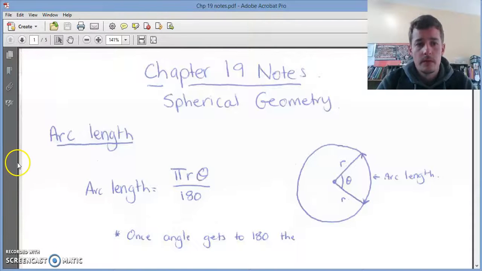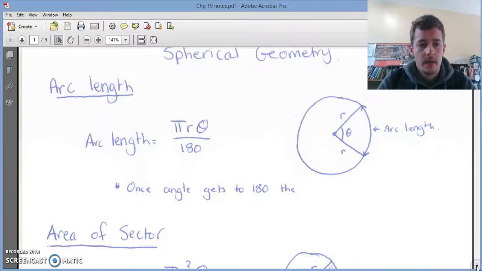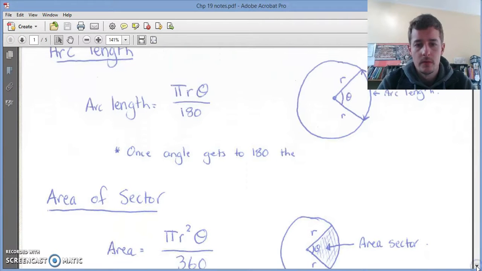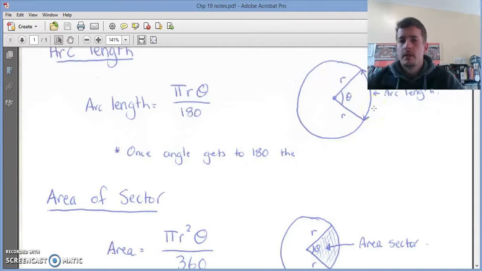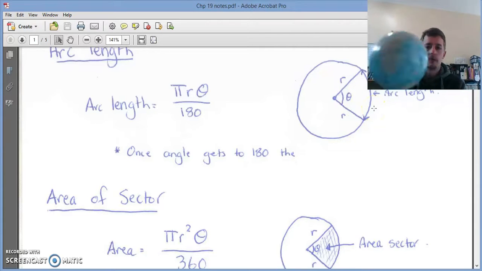So, spherical geometry, we've got the formulas for arc length and area of the sector. These are the two that we'll be using quite a lot, particularly this arc length here. This is what we're going to be doing when we come to doing geometry around the world.